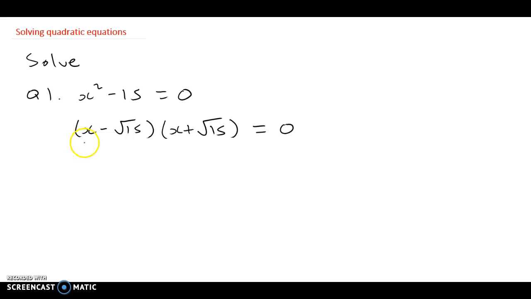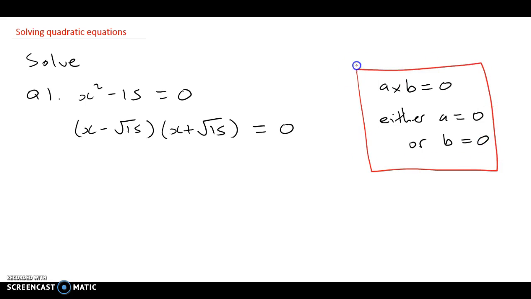the null factor law states that if we have a times b equals 0, then either a equals 0 or b equals 0. We're going to apply that law here. So that's the null factor law. So let's go back to our question.